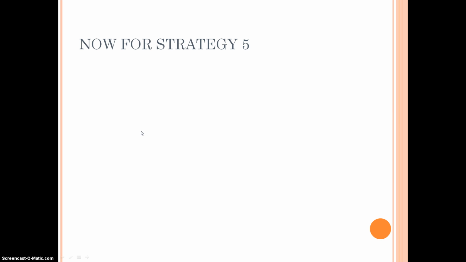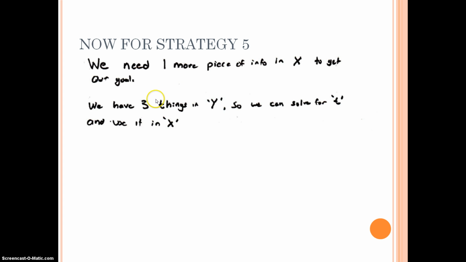Strategy 5, execute and solve. We only need one more piece of information in X to get our goal. We have 3 things in Y, only 2 in X. So let's use the Y information to get the time for the Y. And that downward time it takes to hit will be the same time as the forward time. And therefore, we can then use that forward time and solve what we need, which is the forward velocity.